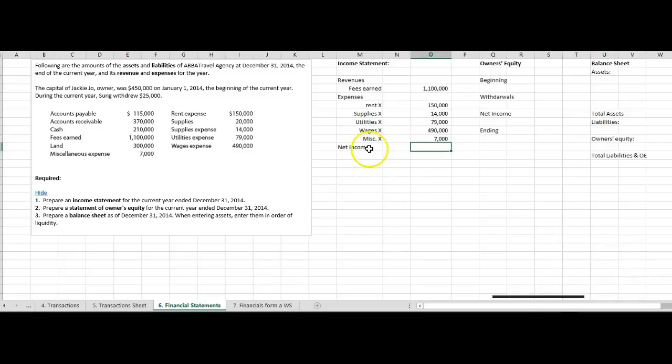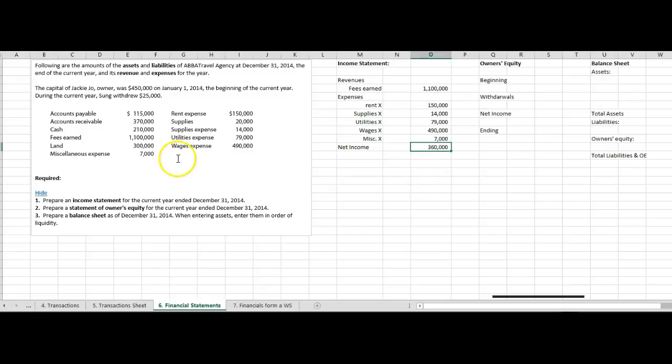So now to find net income, what do I do? I take all of these expenses and subtract them from my revenues. And that kind of looks like this. So I'm going to go equal that 1 million minus 150,000 minus 14,000 minus 79,000 minus 490,000 minus 7,000. It gives me a net income of $360,000. So that's how much I made this year.